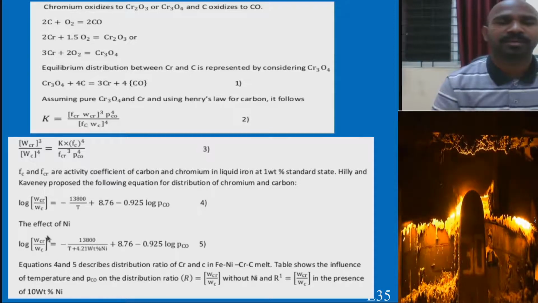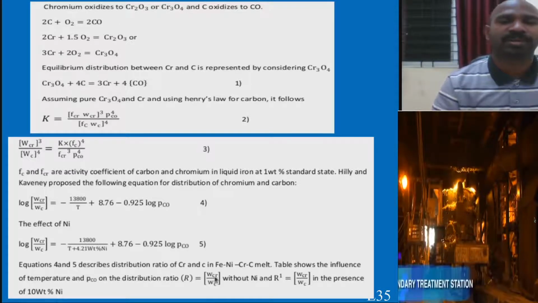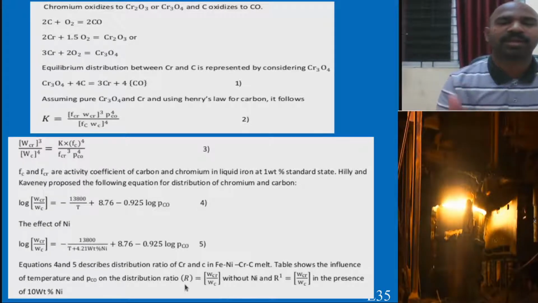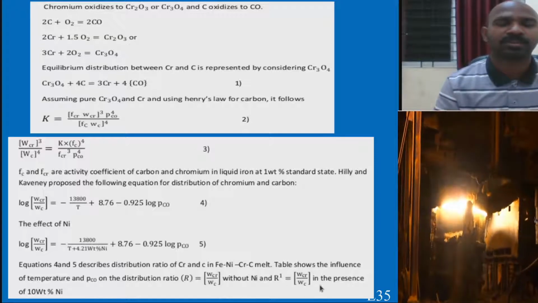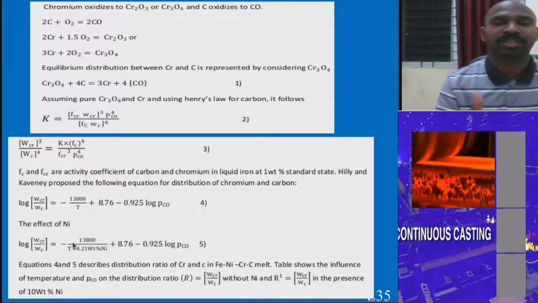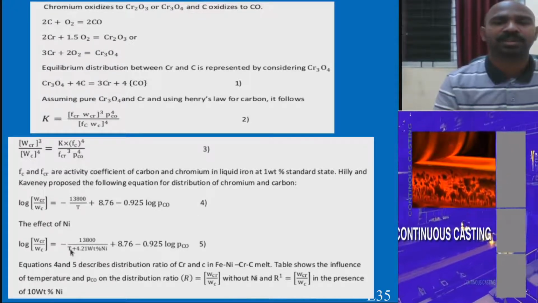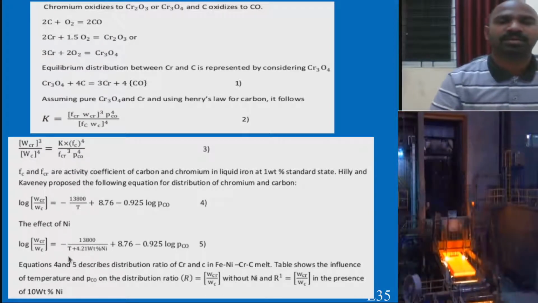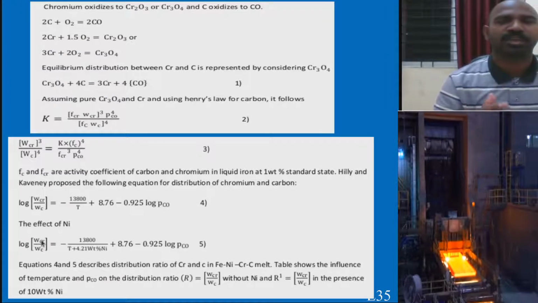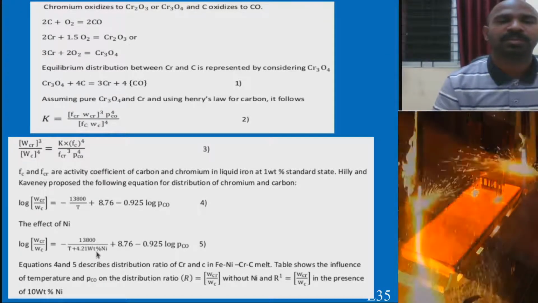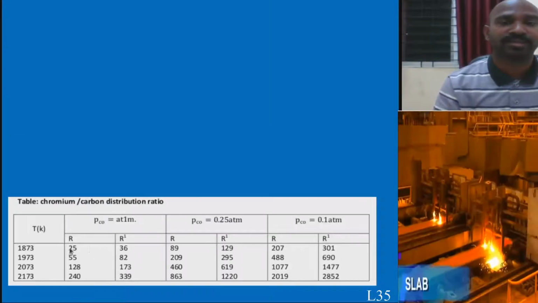Assume that the ratio R, without nickel addition, is the weight percentage of chromium divided by the weight percentage of carbon, and with 10% nickel addition it is R dash. With respect to temperature, if I know the temperature and the partial pressure of CO, I can tell what the ratio of chromium and carbon is, right? These values are given in the next slide. So how do you proceed?